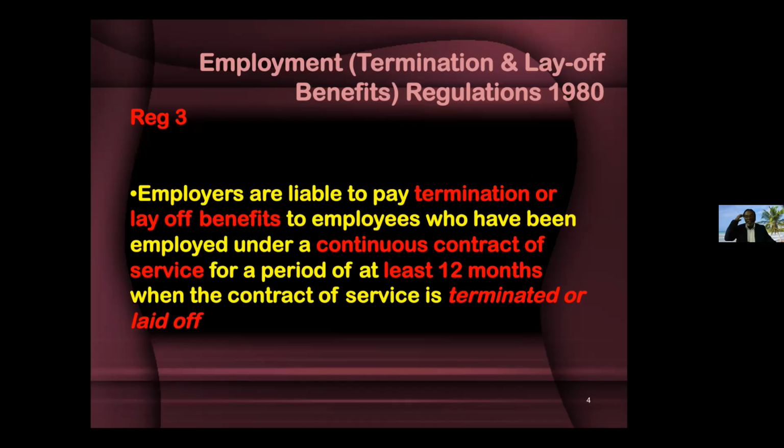So we have to look into several aspects in this. Number one is we have to look into the aspect of termination or layoff benefits. What are they? Number two, what is meant by continuous contract of service? Number three, 12 months. How does this 12 months adapt itself into the regulations? Number four, what is the meaning of termination or layoff? So these are the aspects we have to look at when we look into the employment termination benefits regulations.